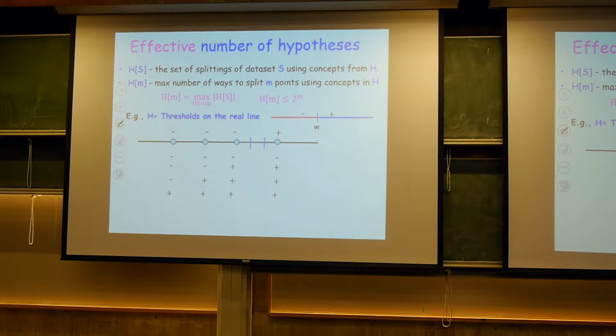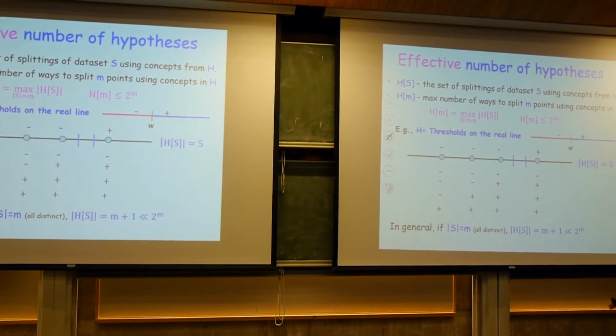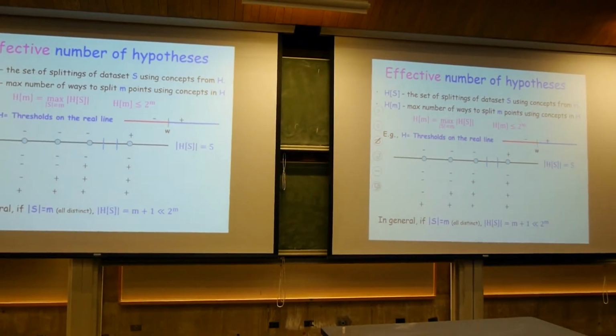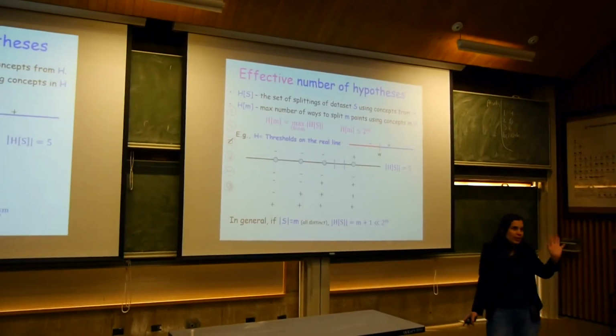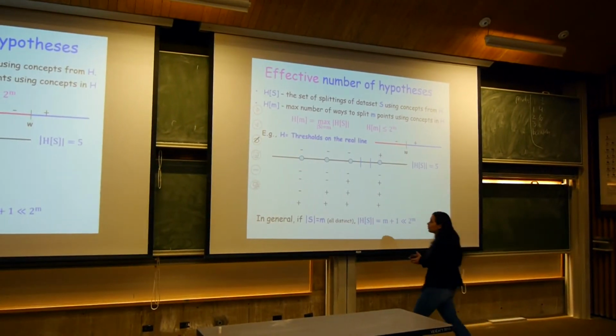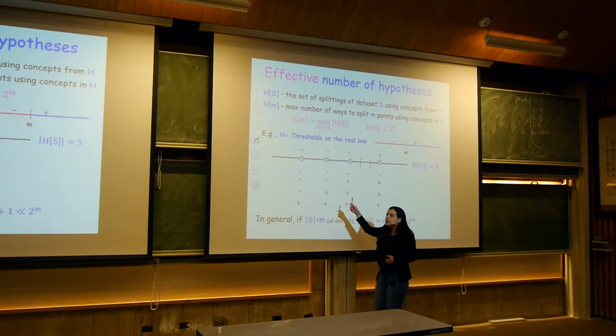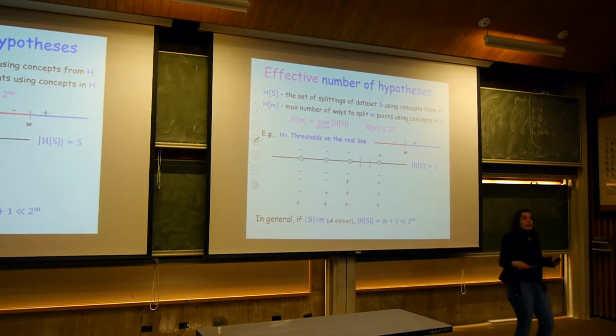Now if I have m points, m plus 1, for the same reason. So in general, if I have m points, if the points are distinct, if they're all different, then I get m plus 1. If some of them are identical, then I'll get fewer. But in the interesting case, I'm going to get m plus 1. And again, why? Because I have m plus 1 possible places, like here, here, here, and so on, where I can put my classifier, and each will induce a distinct labeling.